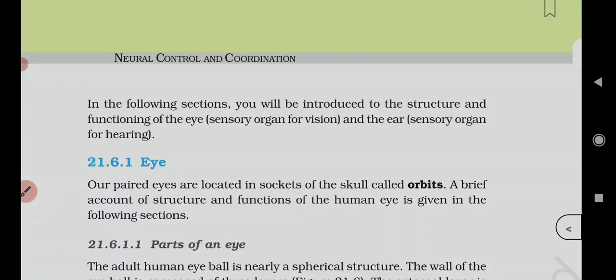The rods contain a purplish red protein called rhodopsin, or visual purple. This protein is called visual purple as it is purple in color, and it contains a derivative of vitamin A. So rhodopsin is the derivative of vitamin A. Visual purple is the derivative of vitamin A. So rod has a purplish red protein, that is rhodopsin, which is a derivative of vitamin A.